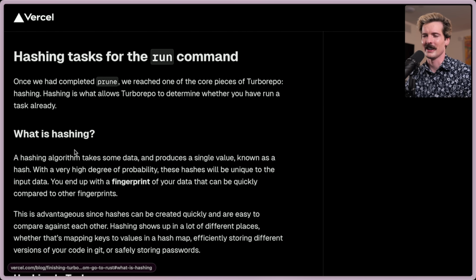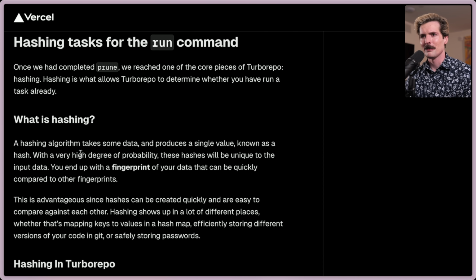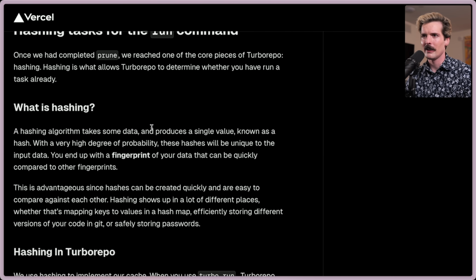So, what is hashing? I feel like we know what hashing is, but let's take a read. A hashing algorithm takes some data and produces a single value, known as a hash. With a very high degree of probability, these hashes will be unique to the input data. You end up with a fingerprint of your data that can be quickly compared to other fingerprints. This is advantageous since hashes can be created quickly and are easy to compare against each other.